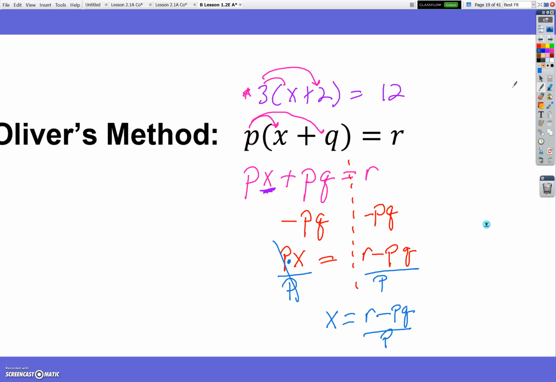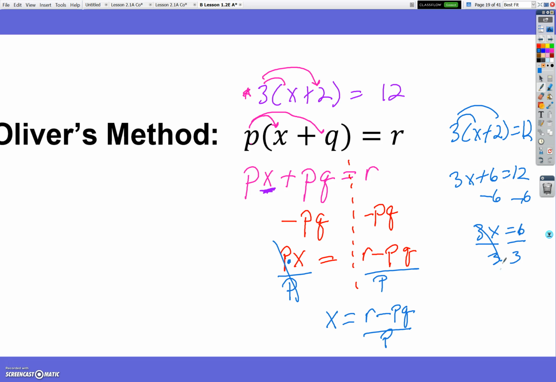Like I said, guys, I know it's tricky because we're using just variables, but if I gave you this problem, I want you to see that the process would be exactly the same. The first thing I did is I distributed the p to the x and the q. First thing I did here is I would distribute the 3 to the x and to the 2. Next, I subtracted pq on both sides. On this one, I would subtract 6 on both sides. Then, to get x by itself, I divided both sides by p. To get x by itself, I would divide both sides by 3. So it's the same idea. This just shows me the list with just variables.